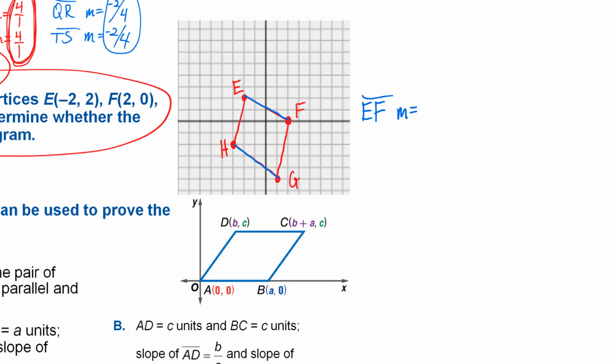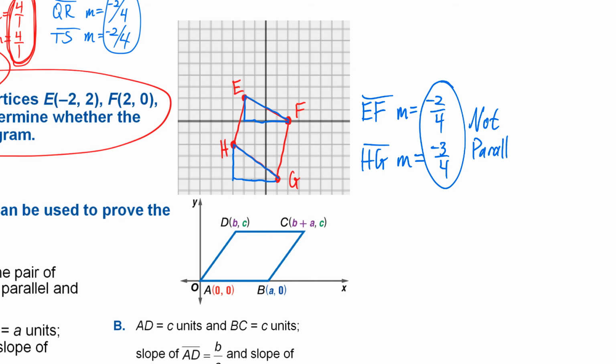So let's start off with EF right here. What's the slope of EF? -2/4. Down 1, 2, and then over 1, 2, 3, 4. And for this to be a parallelogram, HG would have to be parallel to it. So for HG, what's the slope? Down 3, over 4, so -3/4. Dang. So are these two parallel to each other? I messed that up pretty bad. Okay, so that means these two sides are not parallel. No, this is not a parallelogram.